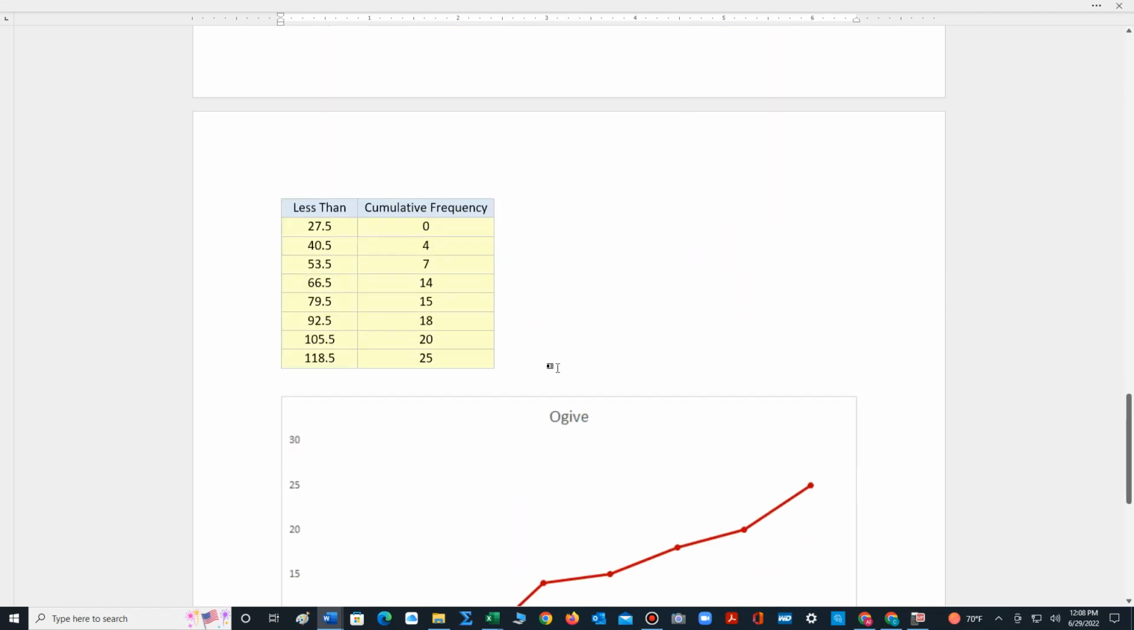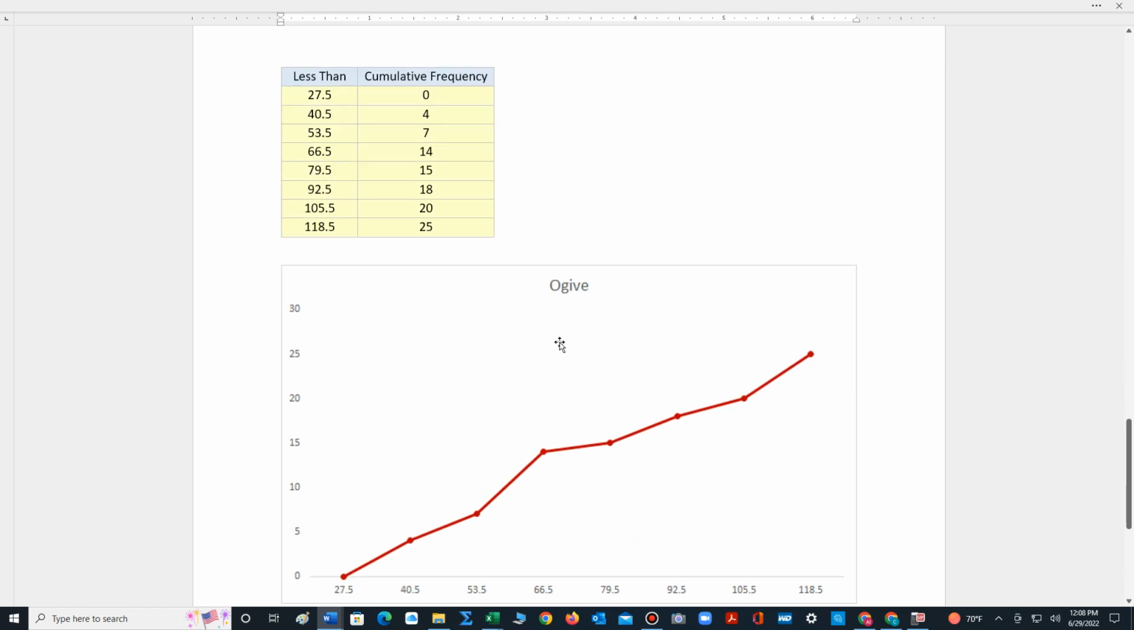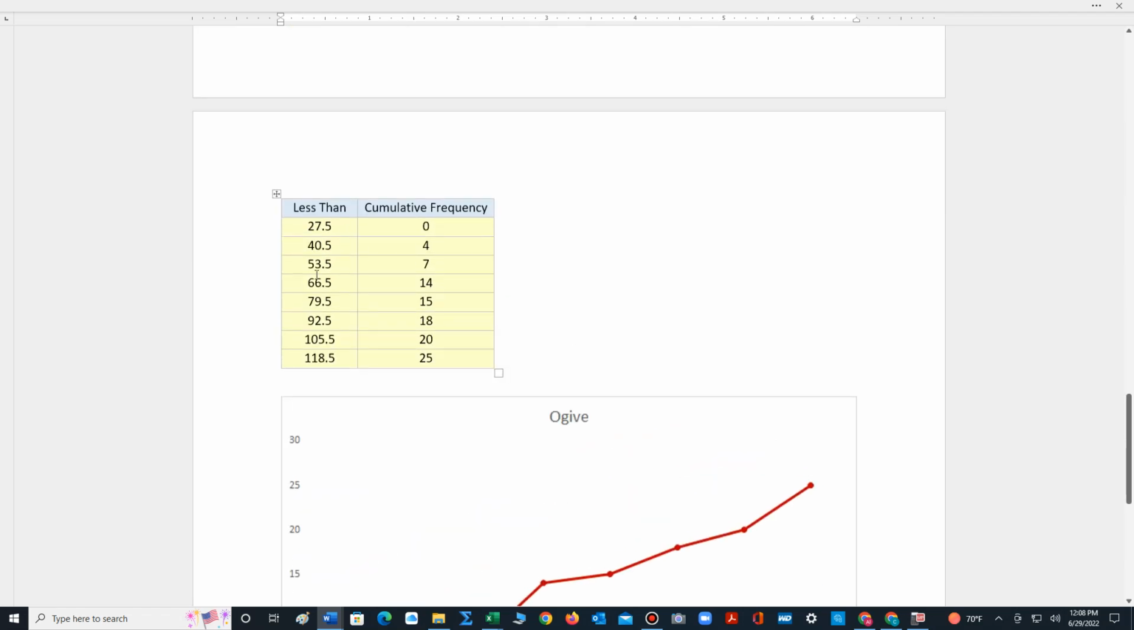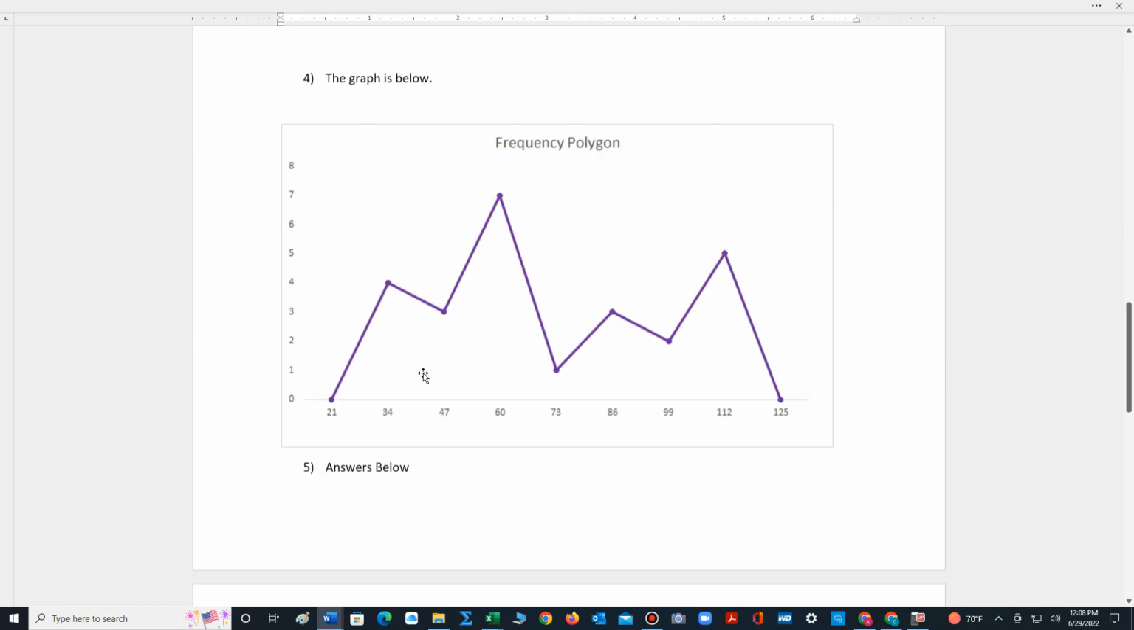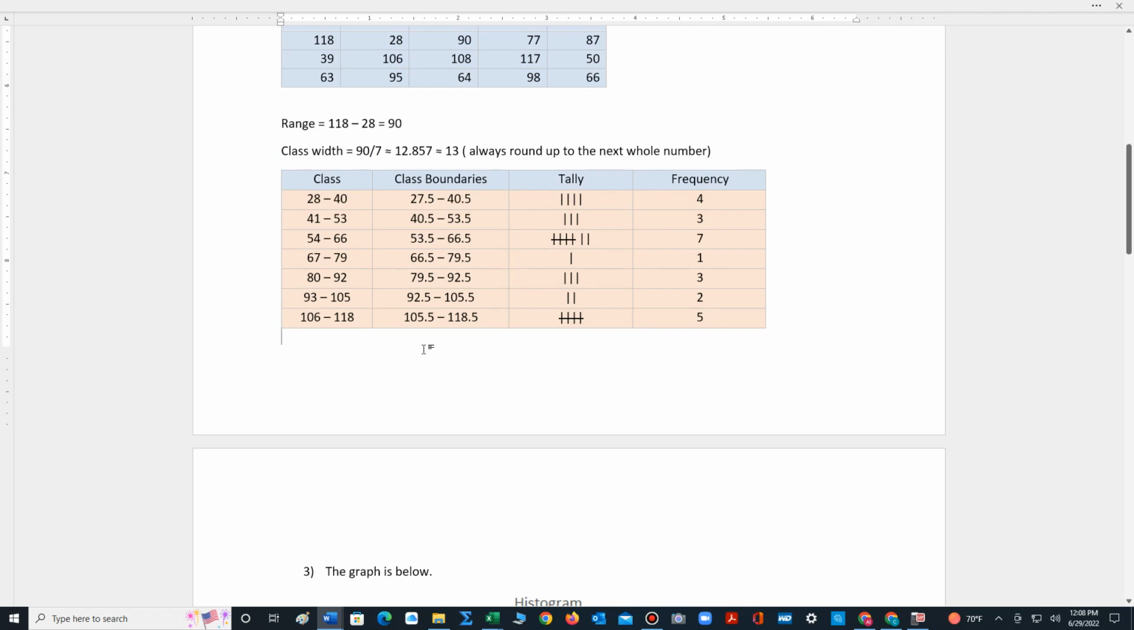And then finally, for the last problem, we have to construct the ogive. To accomplish this, we need to first build the cumulative frequency distribution. To build this distribution, we list all the class boundary limits like we did previously. And then we have to find the cumulative frequency. So let's go back to the group frequency distribution. So we start here with 27.5.